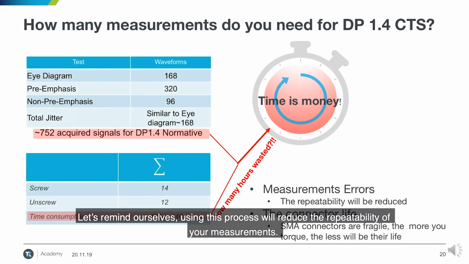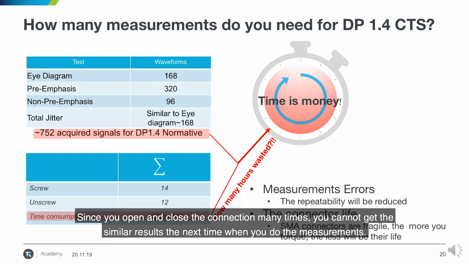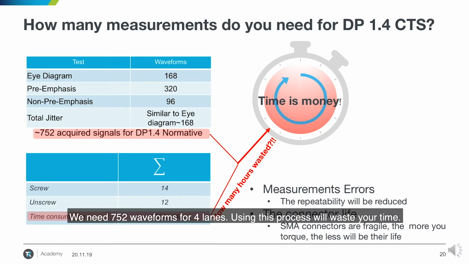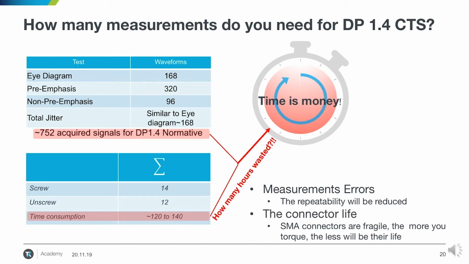So let's remind ourselves, using this process will reduce the repeatability of your measurement. Since you open and close the connection many times, you cannot get similar results the next time when you do the same measurement. We need 752 waveforms for 4 lanes. Using this process will waste your time. How many seconds do you need just to unscrew and screw the legs, and to reduce the lifetime of your connector? Will you do that?